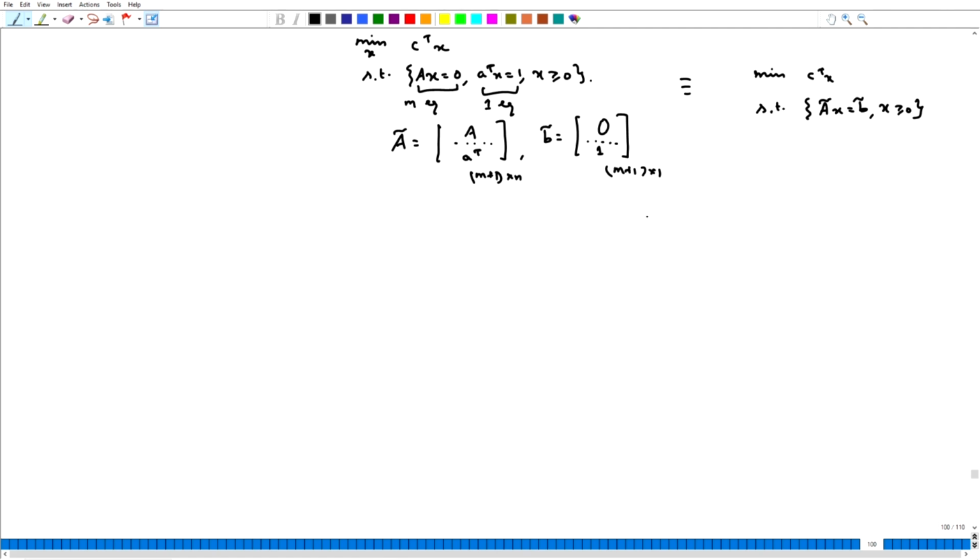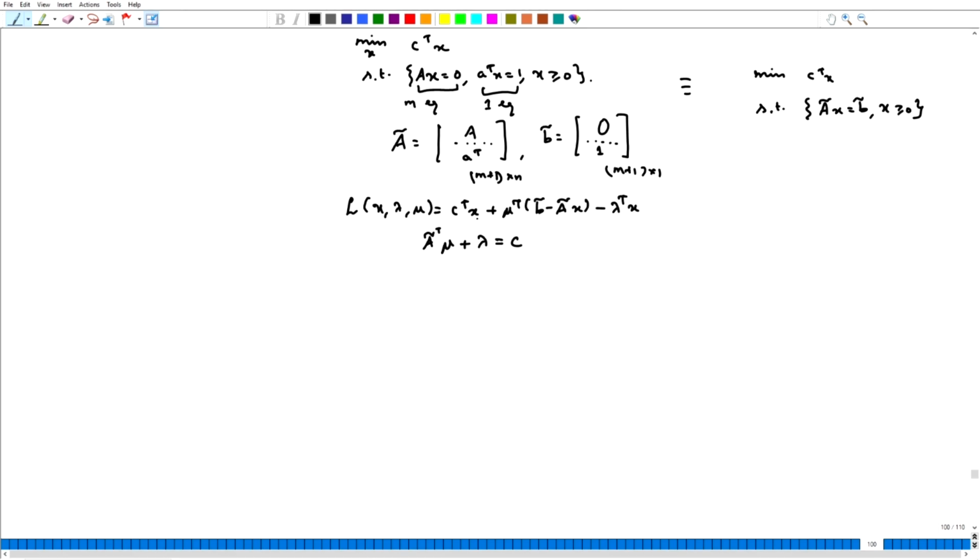And now, if you actually write down the Lagrangian, L of x, lambda, mu is C transpose x plus mu transpose into b tilde minus A tilde x, minus lambda transpose x. So, when you differentiate this with respect to x, you have A tilde transpose mu plus lambda is equal to C.